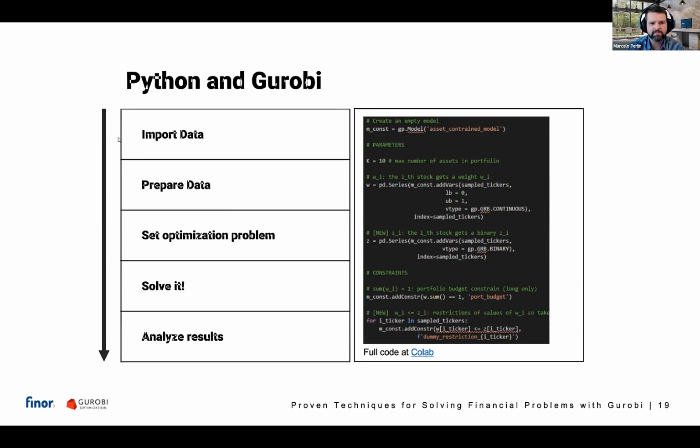The code will import data from Yahoo Finance, we'll prepare it, we'll clean it up, right? Removing stocks that don't have enough data. It sets up an optimization problem with Gurobi. It solves it, and then it analyzes the results, right? And this code is free. It's available on Colab. So Colab basically means you can run this code in your browser. And I'm actually going to put the link here so anyone can have a look.